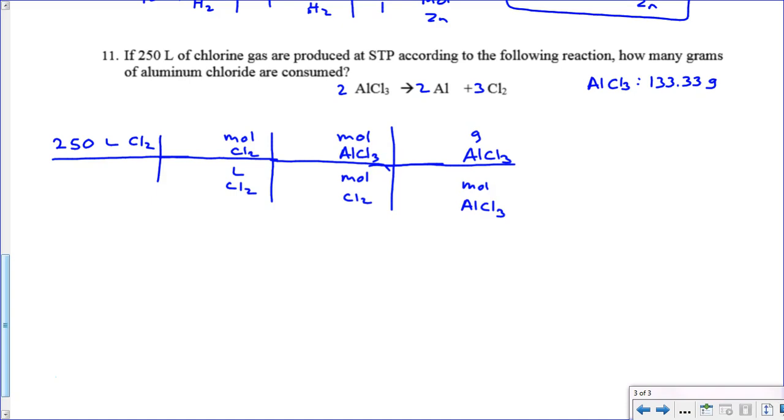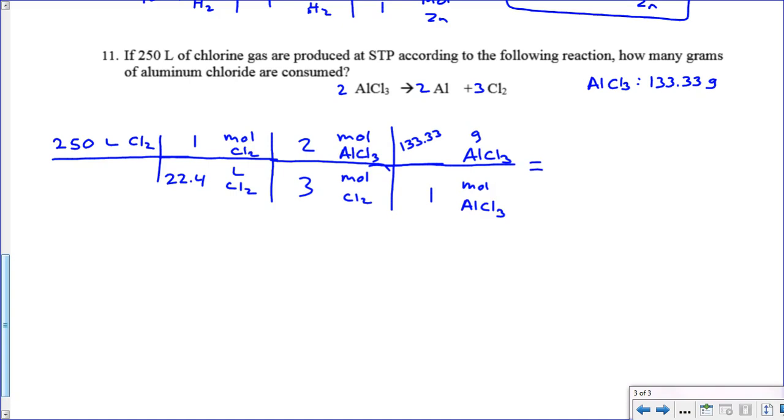The mole to liter conversion, that's 22.4 liters in 1 mole. Mole to mole conversion, we're looking at the balanced chemical equation, so we look at the coefficients. There are 2 moles of AlCl3 for every 3 moles of Cl2. And then gram to mole, we're using the molar mass from the periodic table. We calculated that as 133.33 grams in 1 mole.